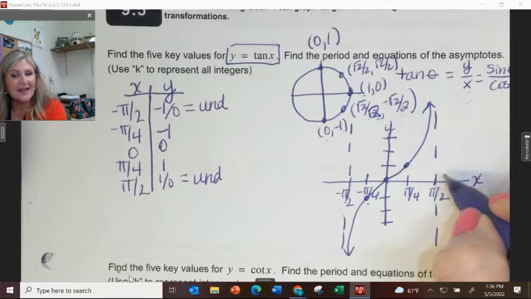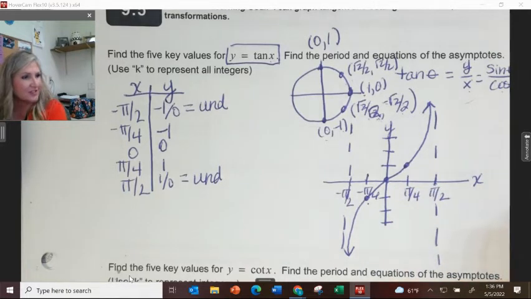So where do you think the next vertical asymptote would be if I were to go on further in the x direction?